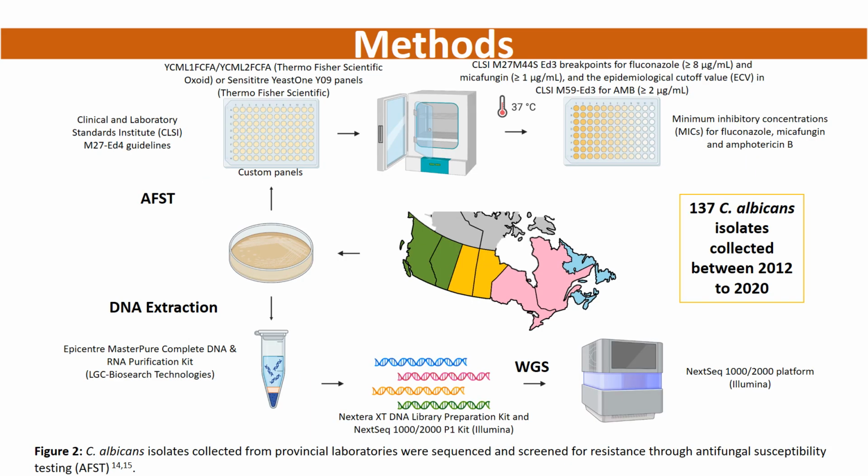Once we received the isolates, we plated them on Sabouraud dextrose agar and completed DNA extraction using the Epicenter MasterPure Complete DNA and RNA Purification Kit, then the Nextera XT DNA Library Prep Kit and NextSeq 1000/2000 P1 kits for whole genome sequencing on the NextSeq 1000/2000 Illumina platform. The same isolates were screened for resistance through antifungal susceptibility testing based on the CLSI guidelines with custom panels from Thermo Fisher. The panels were then incubated, and the minimum inhibitory concentration was determined for fluconazole, micafungin, and amphotericin B.